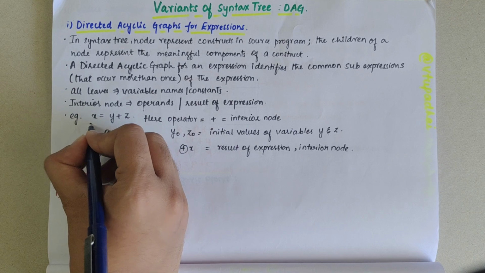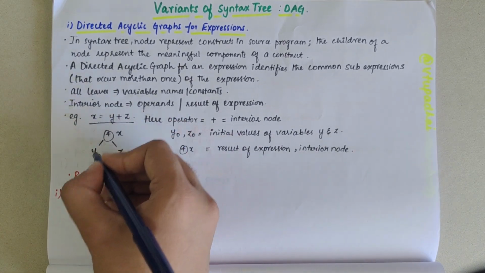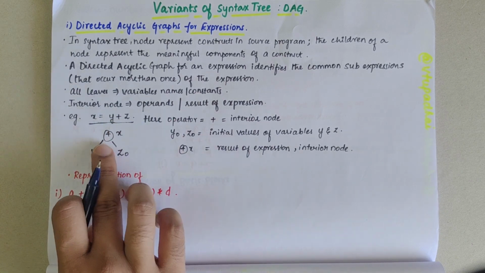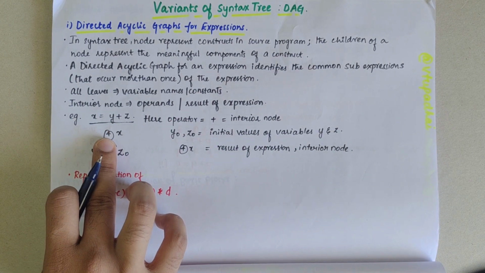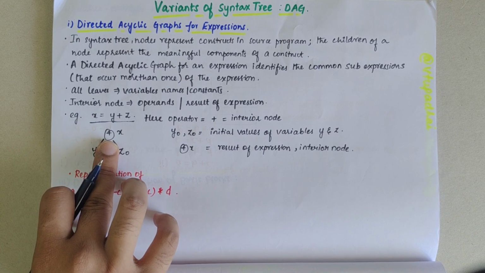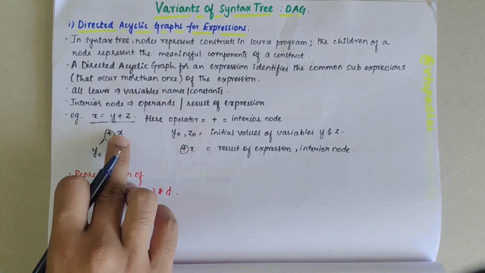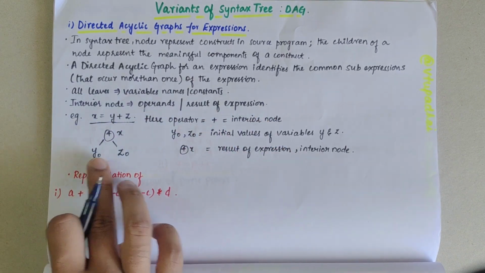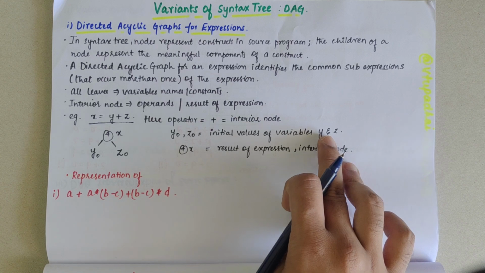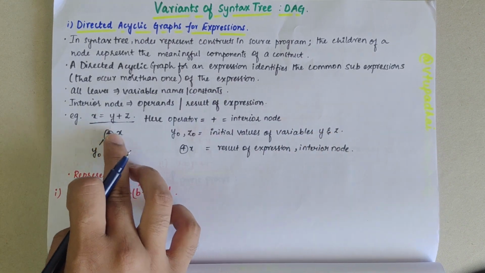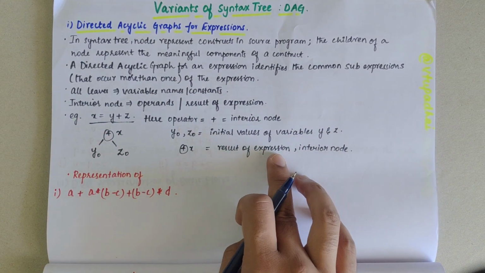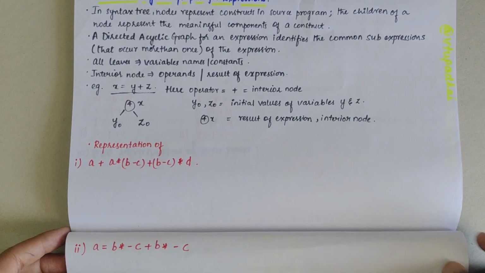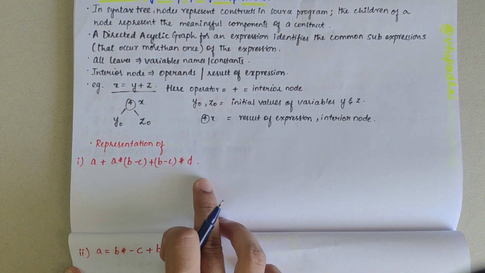If you consider x is equal to y plus z, I can write y naught, z naught, and if you add these two I get plus here. So the plus operation is happening here, and the result would be stored here itself. The operator plus is the interior node, y naught and z naught are the initial values of variables y and z, and here plus and x are the result of the expression, and x is the interior node.